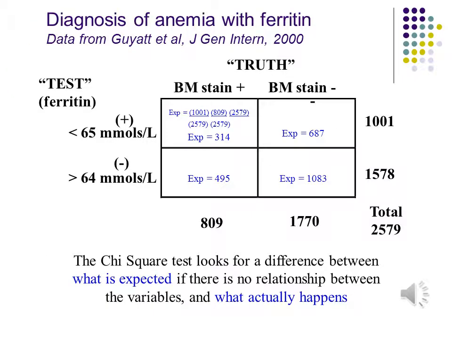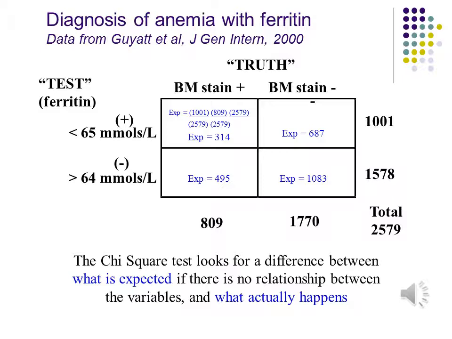Here is some real data that we can look at. This is from a study published in 2000 looking at the diagnosis of anemia with ferritin. Ferritin is the test, and the truth is anemia as defined by a bone marrow stain being positive or negative. Focus in the top left quadrant where the subject has the disease, anemia, and also has a positive test. Now, if there's no relationship between the test and the disease, if there's no association at all, we can predict what the expected number would be just if it was random association. And that's what we're doing here.